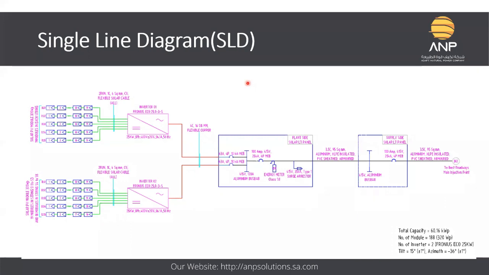Okay. So in this particular LT panel, you can see we are combining the power of both inverters, and a breaker, an MCB, is provided. What is the purpose of this MCB? If you want to isolate this system from the existing electrical system, you just have to operate this MCB, and this system will get isolated from the existing system.